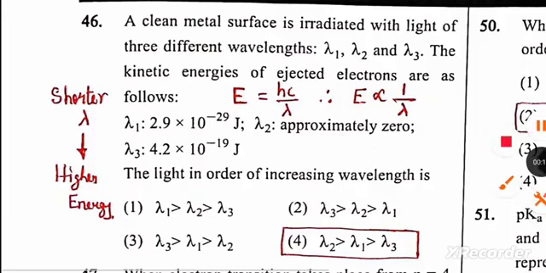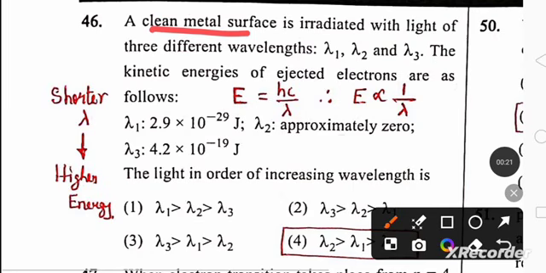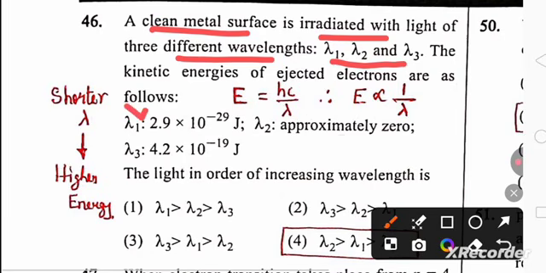So we have first question here. A clean metal surface is irradiated with light of three different wavelengths, lambda 1, lambda 2 and lambda 3. The kinetic energies of ejected electrons are as follows. Lambda 1 is 2.9 into 10 raised to power minus 29 joules. Lambda 2 is approximately 0 and lambda 3 is 4.2 into 10 raised to power minus 19 joules.